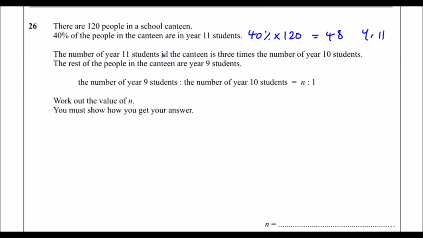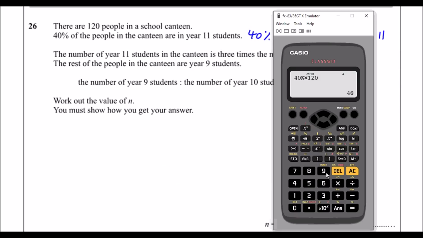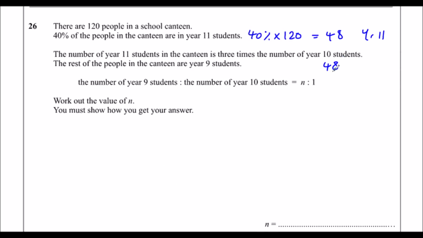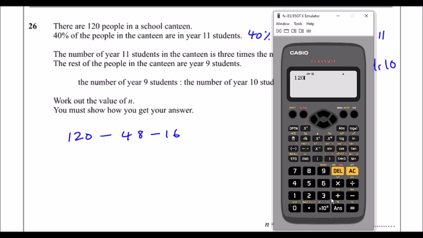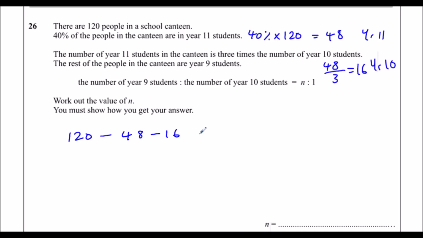The number of year 11s is 3 times the number of year 10s. So divide by 3. So there are 16 year 10s. The rest of the people are year 9. So 120, take away 48 and take away 16 is 56. So there's 56 year 9s.